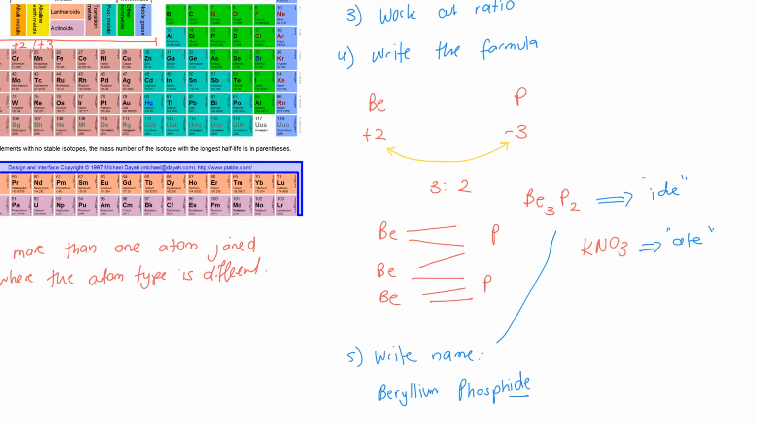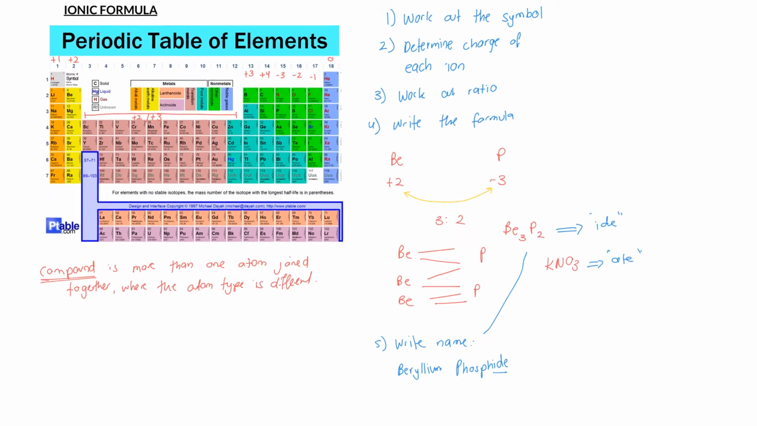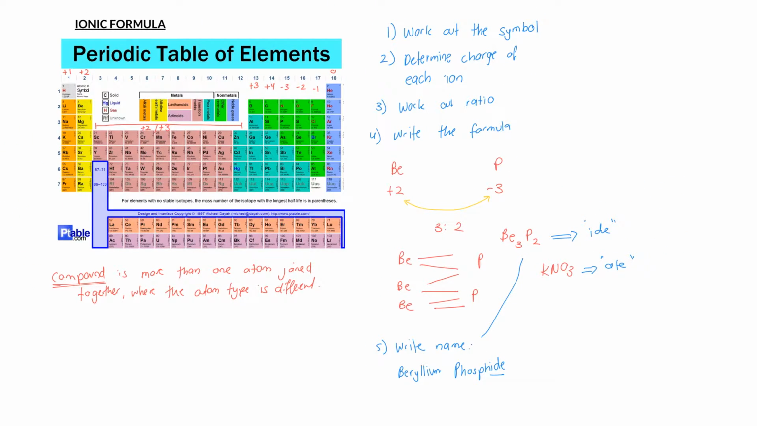Okay, so just to recap. We work out the symbol, determine the charge of each ion, work out the ratio, and then write the formula. One handy little trick is to work out the ratio. We can just swap the number for each charge onto the other side, and that becomes our ratio, and then we add that into our formula. When we're naming them, if it's just a metal and a non-metal, we replace the end of the non-metal's name with ide, so it'd be beryllium phosphide instead of beryllium phosphorus.